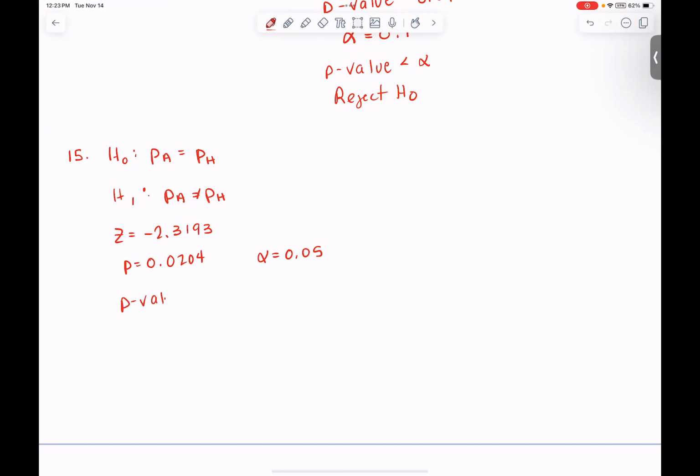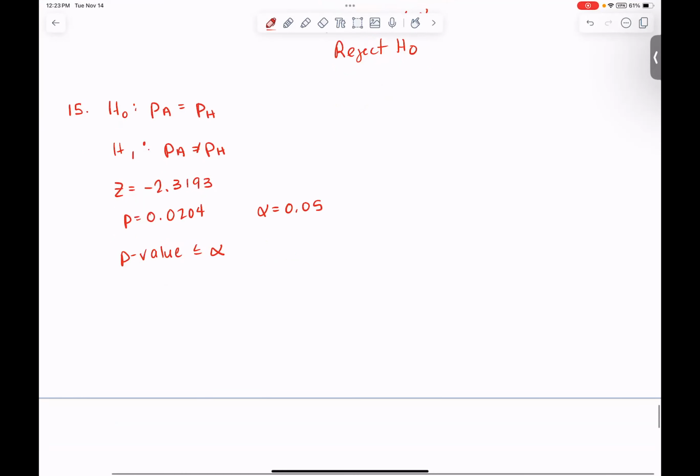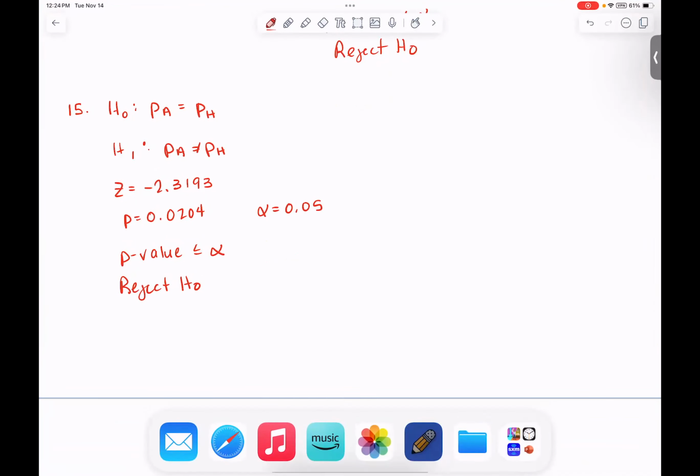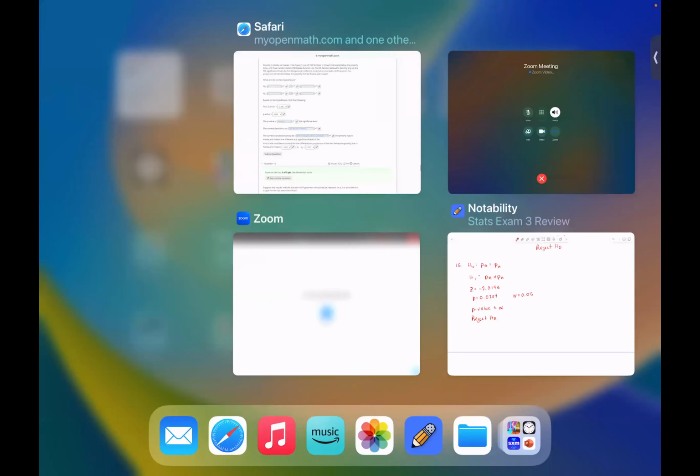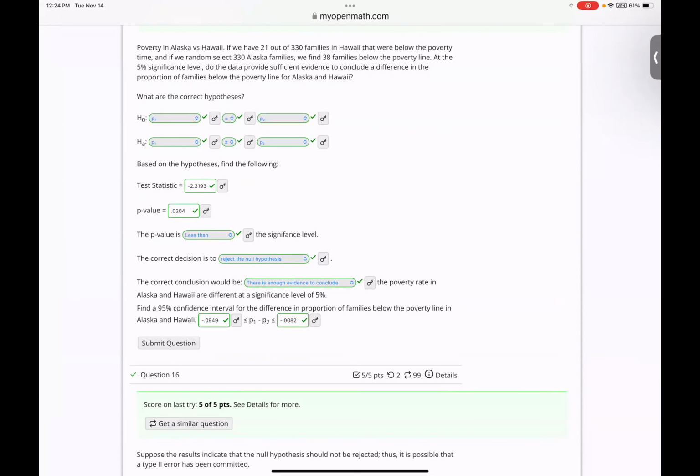That p-value is less than the alpha value. So if the p is low, the null must go. So we're going to reject the null hypothesis. So there does appear to be a difference in the poverty level in Alaska and Hawaii. Let's go back and look at the problem. The correct decision is to reject the null hypothesis. So there's enough evidence to conclude the poverty rate in Alaska and Hawaii are different at this significance level.